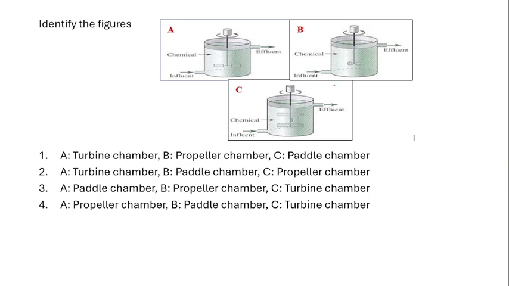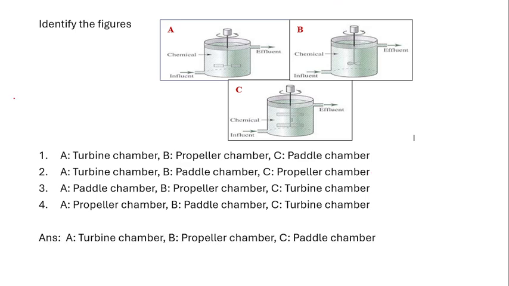Next is identify the figure. What is A, what is B, what is C? Which is the turbine chamber, which is the propeller chamber, and which is the paddle chamber? Any guess? Okay. The answer is A, the first one. So A is the turbine chamber. You can look at the diagram, the impeller. And B is the propeller chamber, and C is the paddle chamber. Okay, the option is 1.